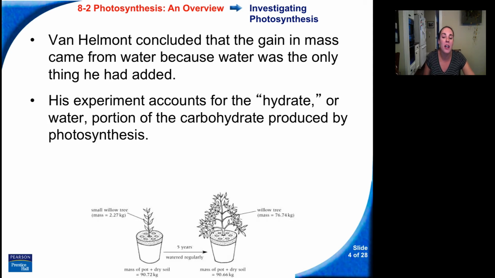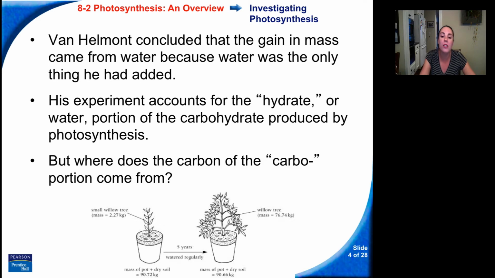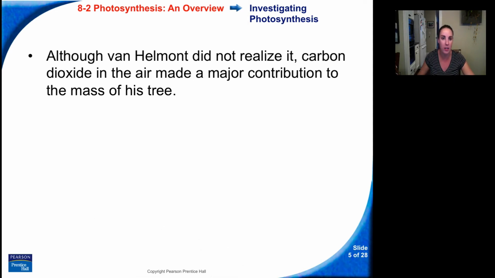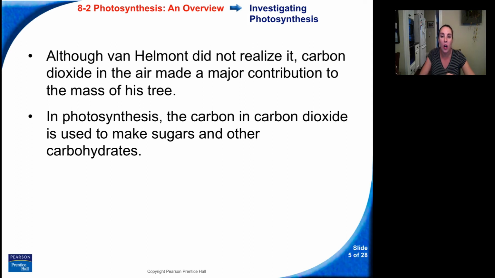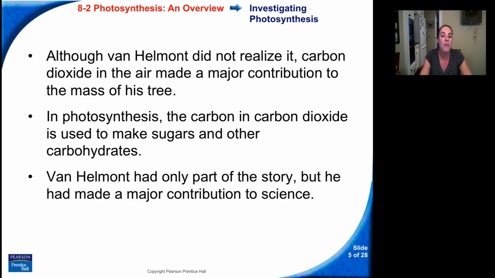His experiment accounts for the hydrate part, or water portion of the carbohydrate produced by photosynthesis. But where does the carbon of the carbo portion come from? So he figured out that water was really important in the process of photosynthesis. Even though he didn't know what photosynthesis was, he knew that water was a reactant in photosynthesis. Although he did not realize it, carbon dioxide in the air made a major contribution to the mass of his tree. In photosynthesis, the carbon in carbon dioxide is used to make sugars and other carbohydrates. Van Helmont had only part of the story, but he had made a major contribution to science.